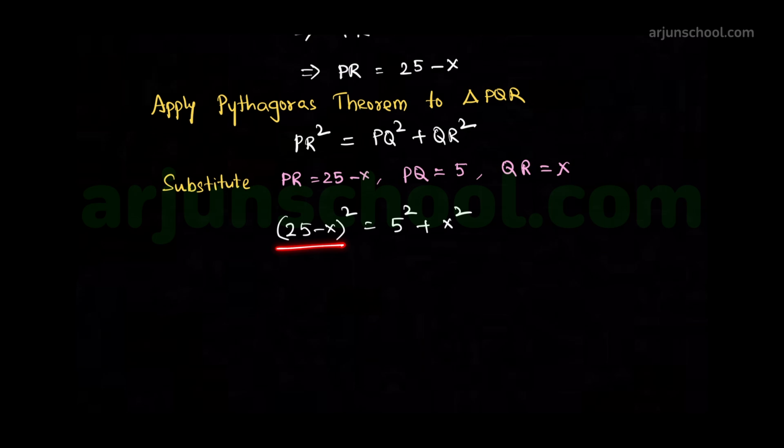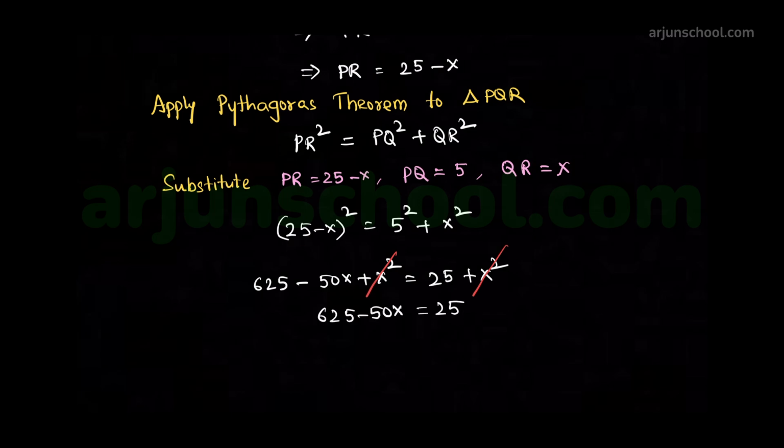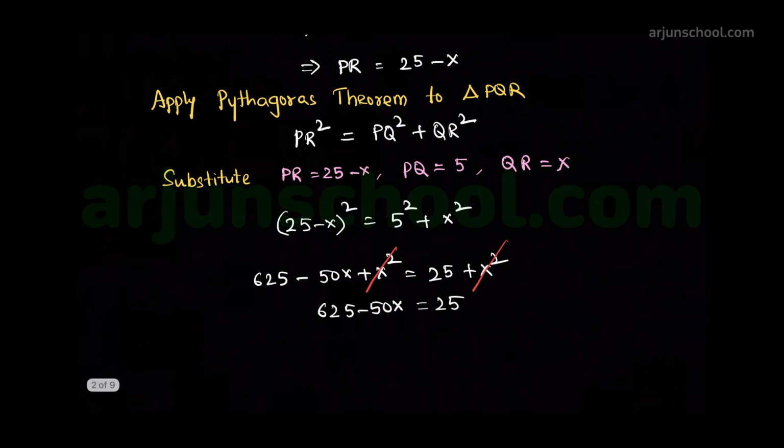Now let us expand the left hand side value. (25 minus x) whole square is in the form (a minus b) whole square, which is equal to a square minus 2ab plus b square. Therefore (25 minus x) whole square can be written as 25 square is 625 minus 2 times 25 times x, minus 50x plus x square is equal to 5 square is 25 plus x square. Now cancel x square from both sides. We are left with 625 minus 50x is equal to 25.